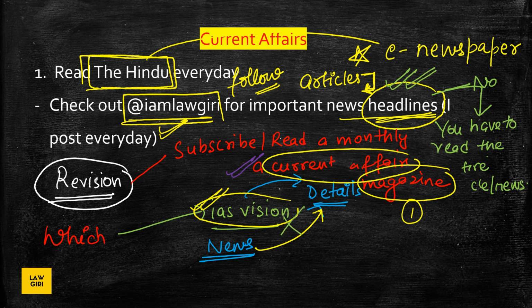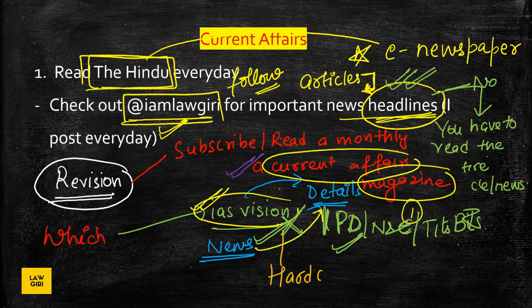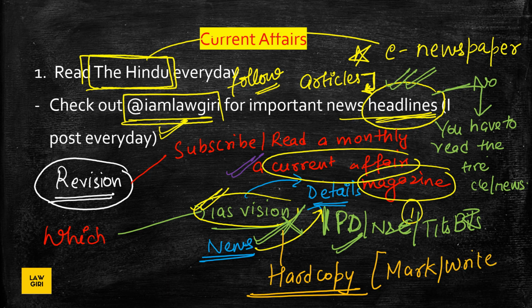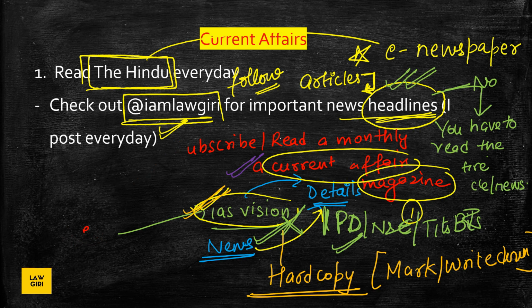Now, if you do not like IAS Vision, you can cross it out. You can go for Pratiyogita Darpan. You can go for News and Events. You can go for Tidbits even if you want to. Preferably go for IAS Vision or Pratiyogita Darpan. Right, this is what you need to do, and you need to have a hard copy of any of these magazines. Choose any one and follow it till the end. In the hard copy, mark and write down, because this is what is going to act as your notes. If they are marked and you've written what you want to write, then it is going to be great.